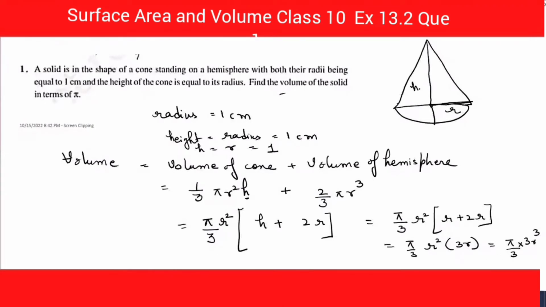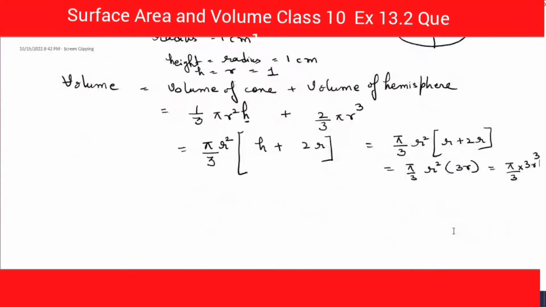Now in place of r, we can substitute 1 centimeter because the radius is 1 centimeter. So we have pi by 3 into 1 cube. Both of them get cancelled and we have the answer as pi. And it is the volume, so centimeter cube.